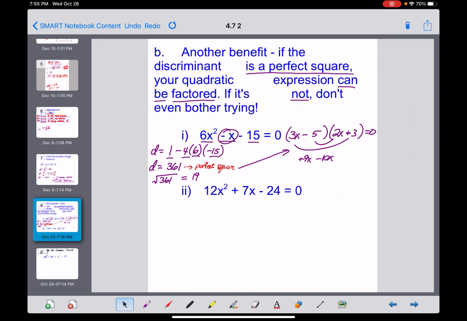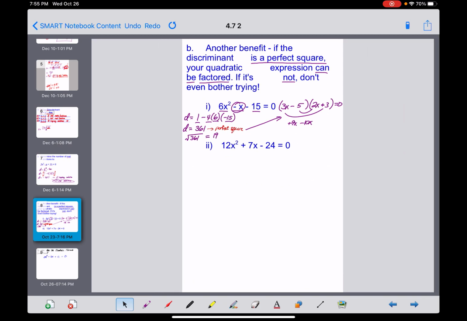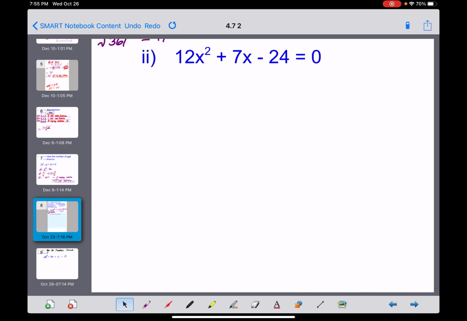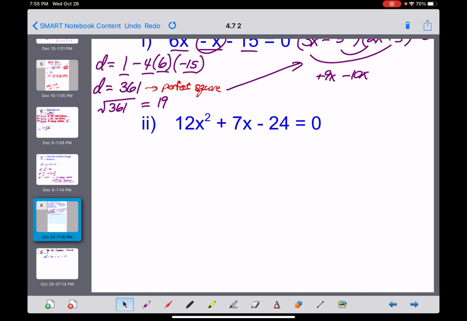But let's take a look at this second example right here and see if we can learn anything from that. 12, big numbers now, 12x squared plus 7x minus 24. So our discriminant then is going to be b, which is 7 squared, that'll be 49, minus 4 times an a value of 12 and a c value of negative 24.